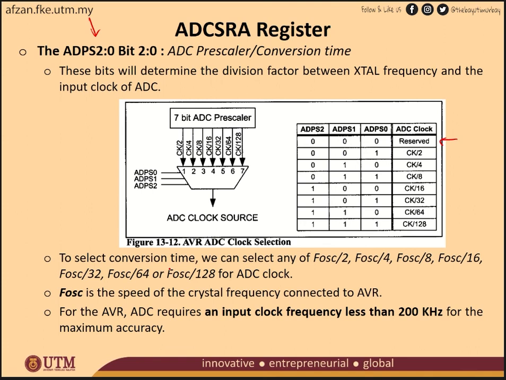So for the AVR, the ADC requires an input clock frequency of less than 200 kilohertz. Make sure that your ADC frequency is lower than 200 kilohertz for maximum accuracy. It cannot be greater than 200 kilohertz. So that's why I told you earlier that the prescaler, or the conversion time, is important, because you need to make sure that your frequency is below 200 kilohertz.